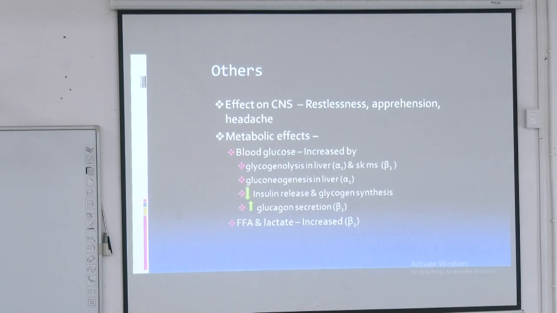Just remember there will be glycogenolysis in the liver and also increased neoglucogenesis in the liver. Second is the decreased insulin release and increased glucagon secretion. So number 1, glycogenolysis. Number 2, decreased insulin release. Number 3, neoglucogenesis. Number 4, increased glucagon level. All these will lead to an increased blood glucose level.